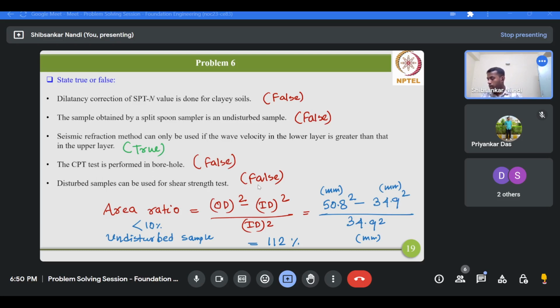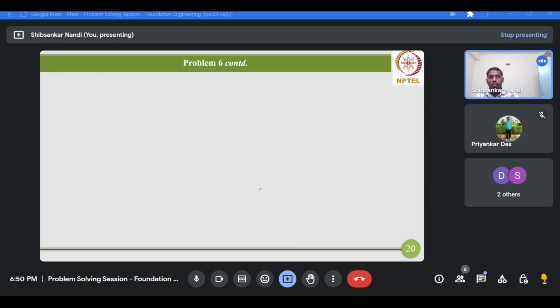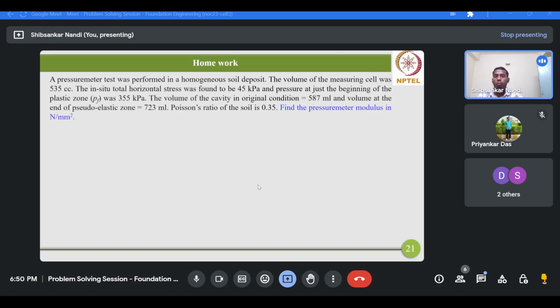Now we'll end this session by taking one homework problem, related to the pressure meter test. The pressure meter test was performed in a homogeneous soil deposit. The volume of the measuring cell was 535 cc. The in situ total horizontal stress was found to be 45 kPa, and the pressure at the beginning of the plastic zone was 355 kPa. The volume of the cavity in the original condition is 587 ml, and the volume at the end of the pseudoelastic zone is 723 ml. Poisson's ratio of the soil is 0.35. Find the pressure meter modulus in Newton per mm square.